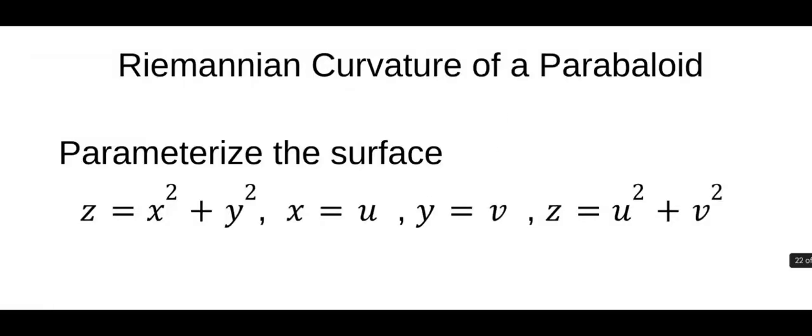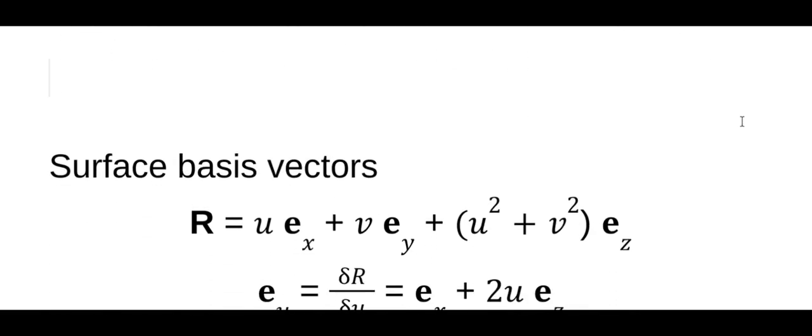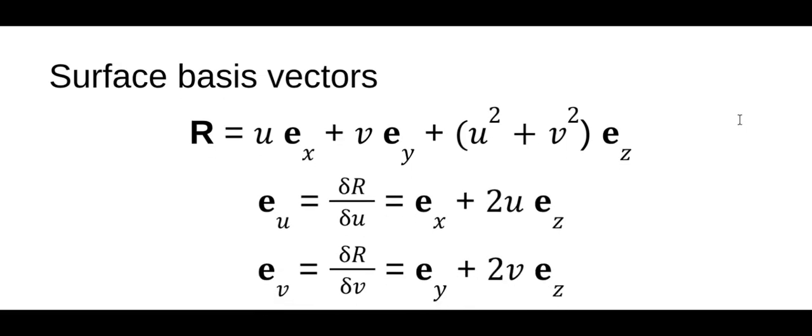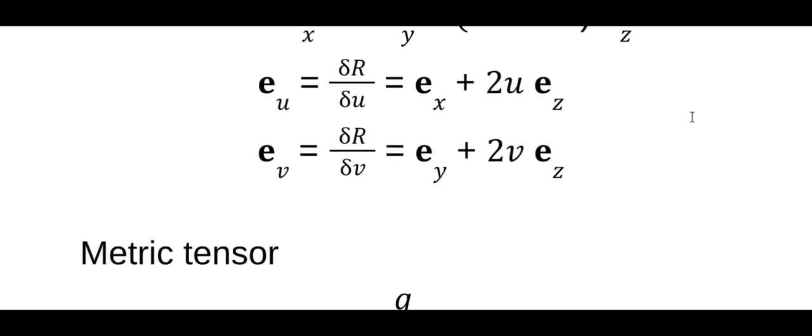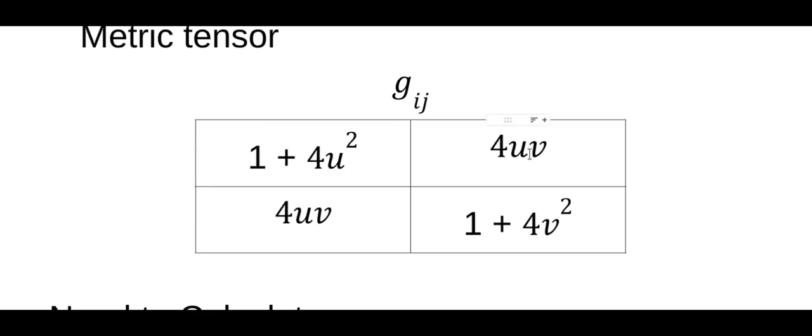Okay, so now we're going to calculate the Riemann, the curvature of that paraboloid. Did I spell that right? I think so. So we already said we parameterize the surface like this. In the last video, we found our surface basis vectors like this. So we defined this vector that would be on that tangent plane that we just looked at. Here would be the basis of vectors in u and v. We found the metric tensor, so this is eu.eu, eu.ev, ev.eu, and ev.ev.